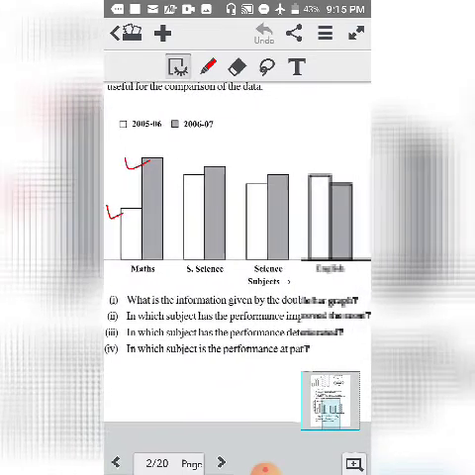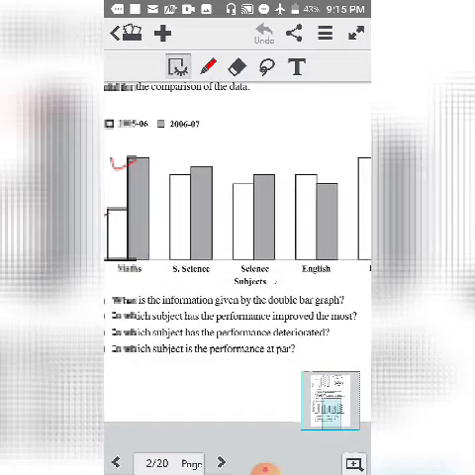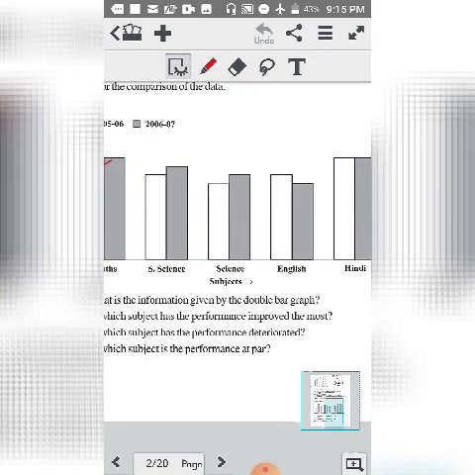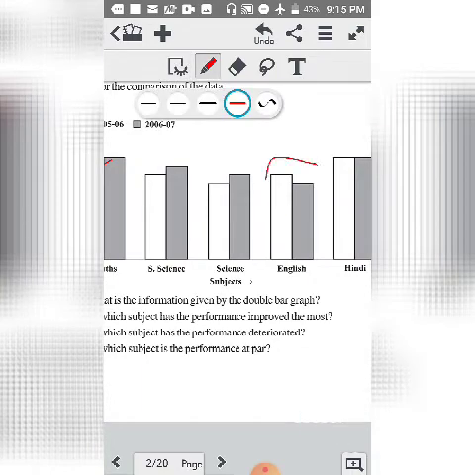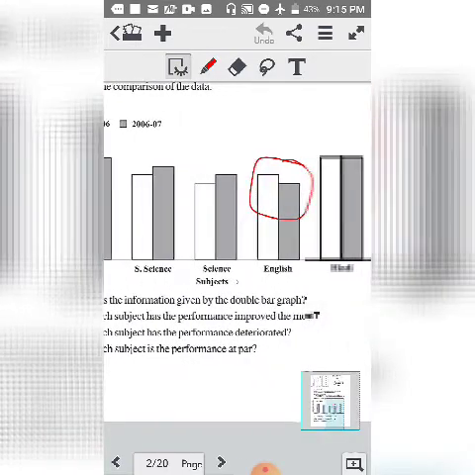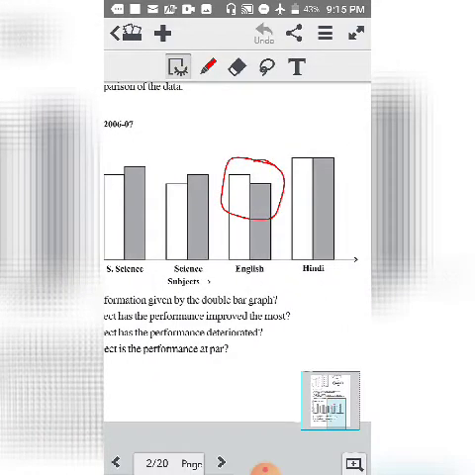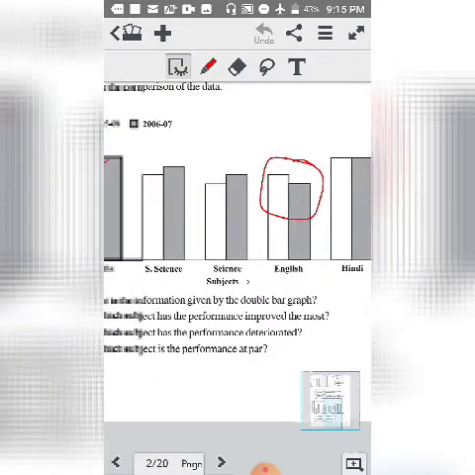In which subject has the performance improved the most? In which subject has the performance deteriorated, where the performance has gone down? So the first year comes 2005 and 2006. If we see here the information has gone down, because the white rectangle is for 2005-6. Here the increase is there, whereas in 2006 the rectangle is shorter, so there is a decrease in the performance.